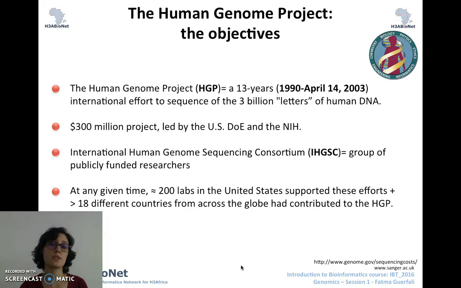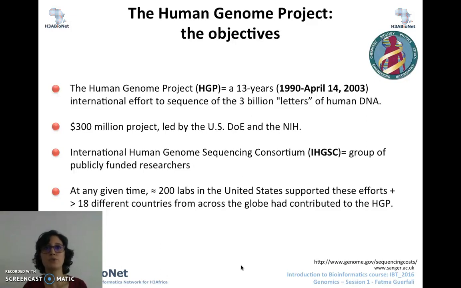So what was the Human Genome Project? This was a 13-year international effort to sequence the 3 billion letters of the human DNA. It is, in fact, difficult to estimate the costs associated with that project for the release of the draft sequence, but it was certainly in the many tens of millions of dollars. You have here an approximation of a $300 million project.